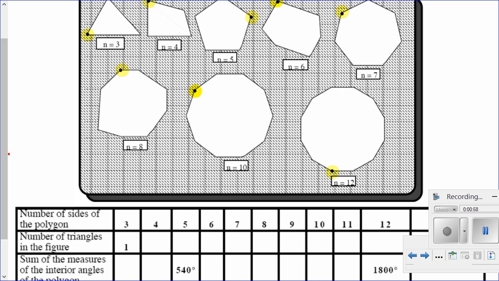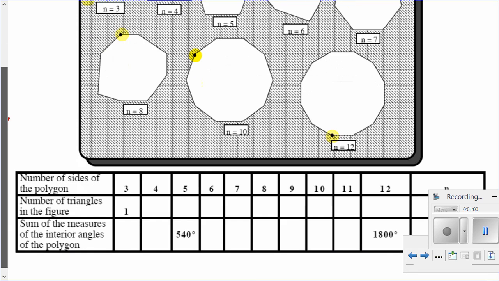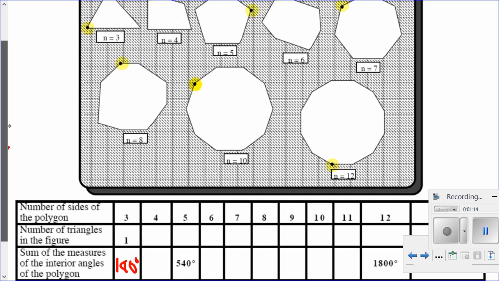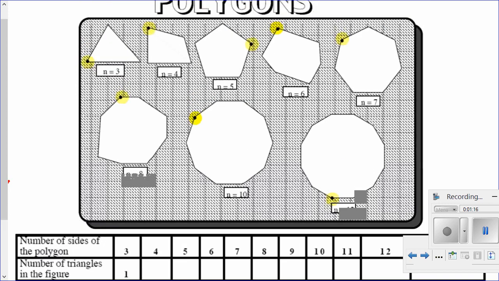Now, we already learned earlier in the semester that the sum of the measures of the interior angles of a triangle is 180 degrees. Okay, so for now, just write that in your notes. You don't have to copy this entire table, but we know that for a triangle, the sum of the measures of the interior angles is 180 degrees. So now let's focus on the quadrilateral. So we see four sides.